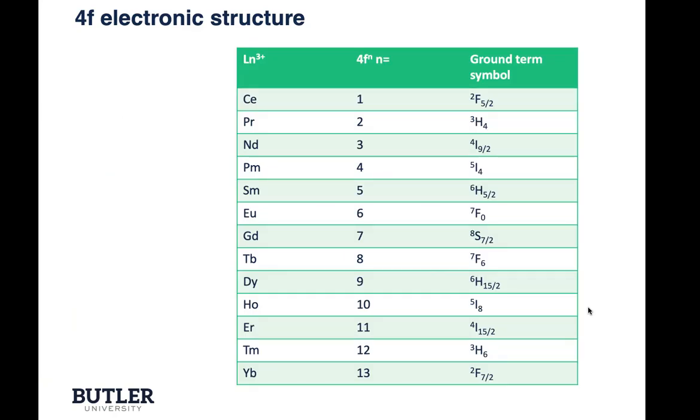And so if we're looking at all of the ground states, we follow Hund's rules and we put our electrons together, and you can see something like europium, which has 6 electrons. It has a spin multiplicity of 7.